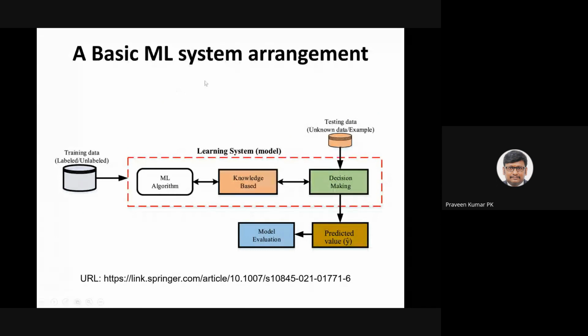A basic machine learning system arrangement. If you want to work on machine learning, generally you should remember two technical terms. One is the training data set and the other is the test data set. The training data set is what you have to develop in the machine learning software. So how can the training data be developed? It can be labeled or unlabeled.